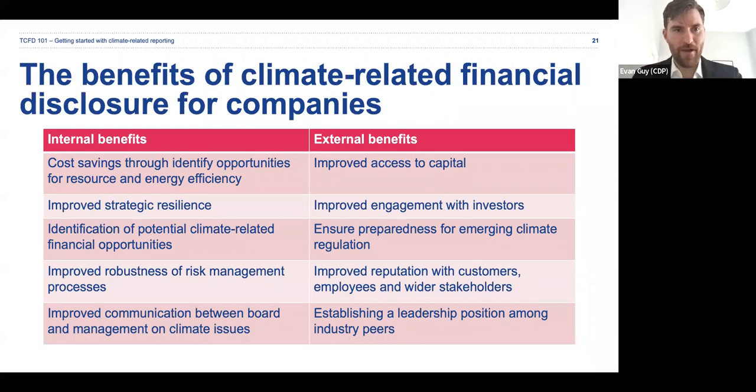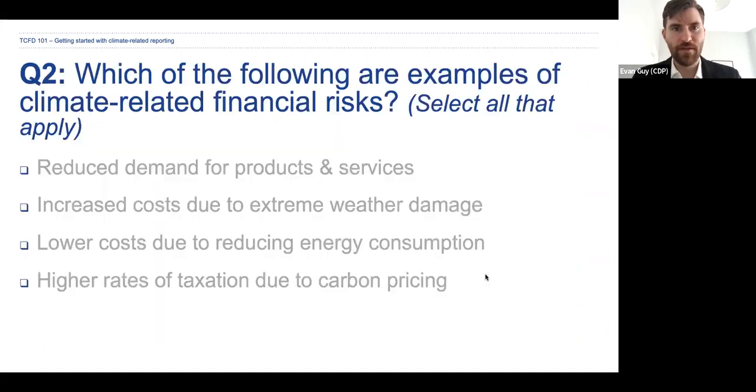Now, we've already covered a fair bit of ground this afternoon, so I might just pause to see if everyone's following along and that I'm clear. There should be a poll coming up. The question of the poll is, which of the following are examples of climate-related financial risks? You can select multiple here and select all that you think apply. So the options we have are reduced demand for products and services, increased costs due to extreme weather damage, lower costs due to reducing energy consumption, and higher rates of taxation due to carbon pricing. I'll just pause for a moment to give everyone a chance to fill that out.